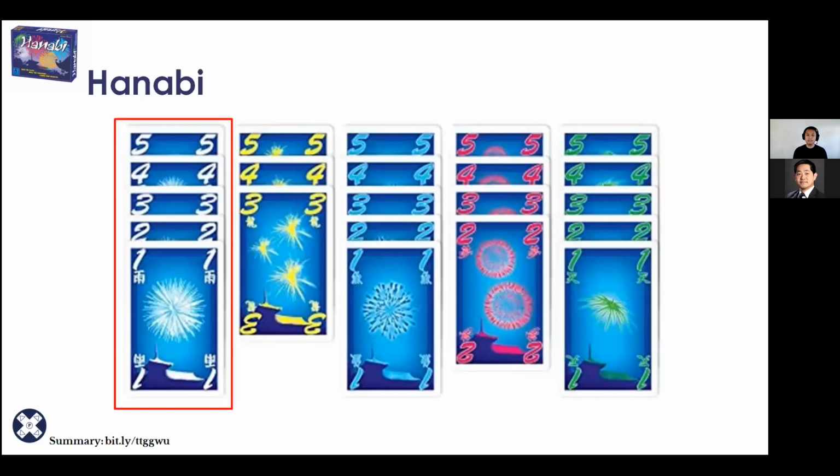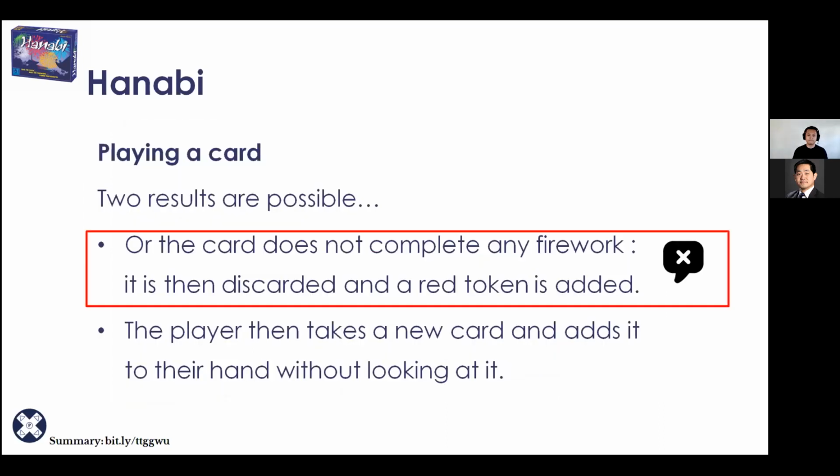So in this case here, for this column, if someone put down that white 1, and I put down the white 2, it's going to go on top of that white 1, and it's going to build up that firework display all the way up to number 5.